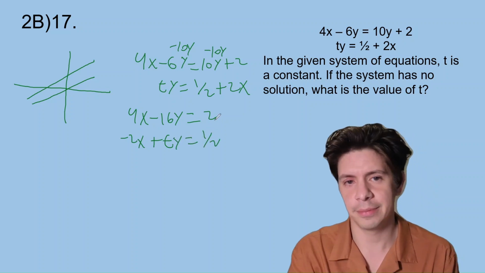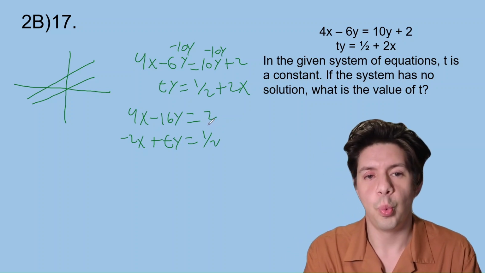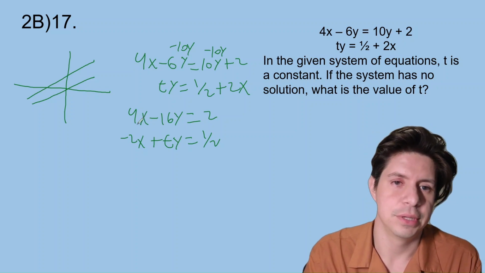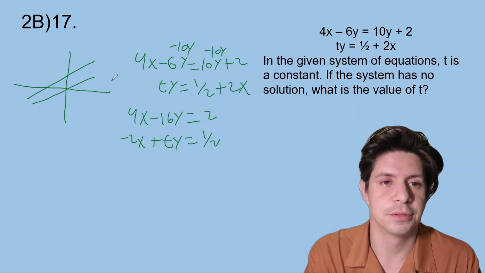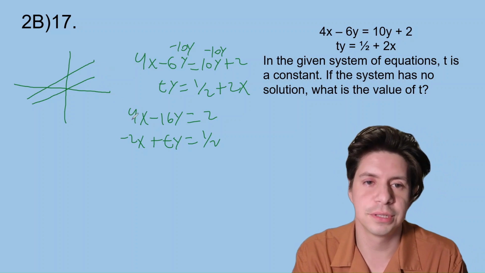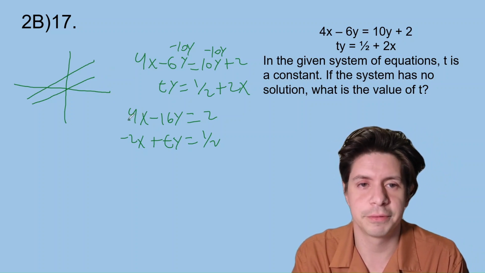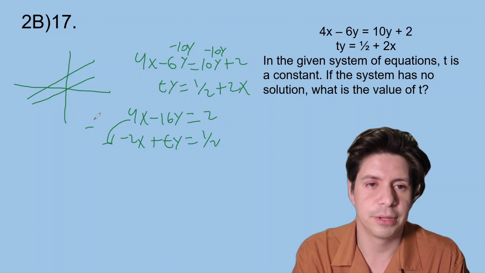And I don't actually care about the 2 and the half. All that matters is that they're not going to be the same value when I multiply this. They don't have the same proportions. Because if they had the same proportions as the other parts, then they would be the same line. So what do I mean by proportions? The proportion is how you multiply from one coefficient to get the other one. So we're going from 4 to negative 2. So that's going to be multiplying by negative 1 half.